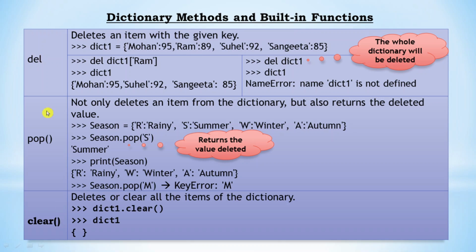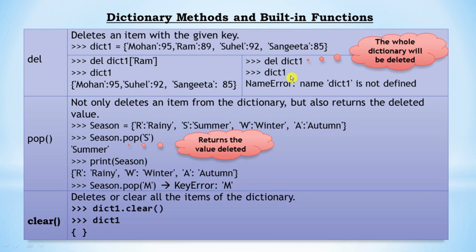Next 3 methods are used to remove items from the dictionary. First one is del statement. It is used to delete an item with the given key. A dictionary dict1 is given. del of dict1 of Ram. Ram is the second item in the dictionary. That item will get deleted. So when we display the dict1, Ram is not existing in this dictionary.